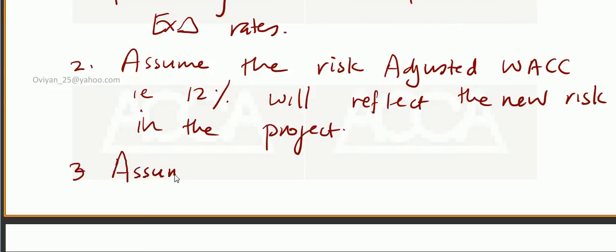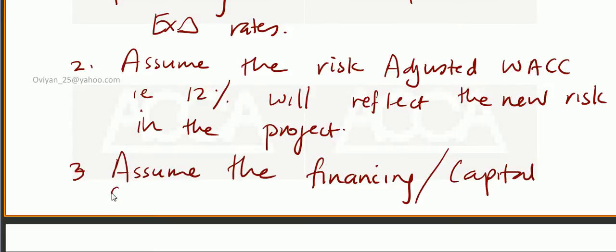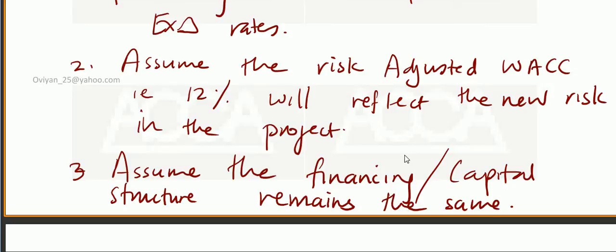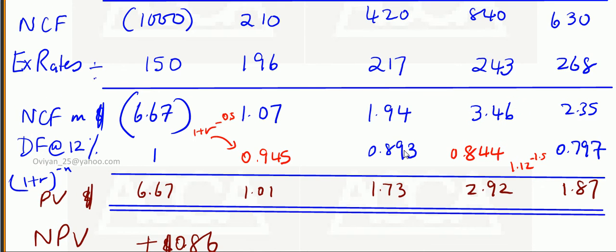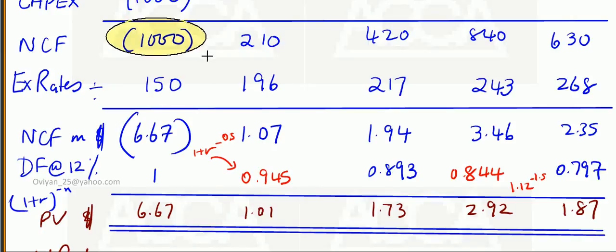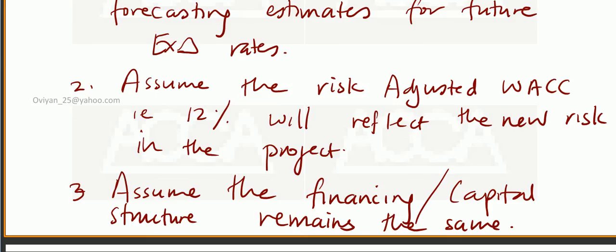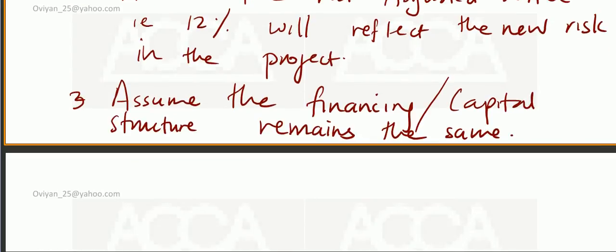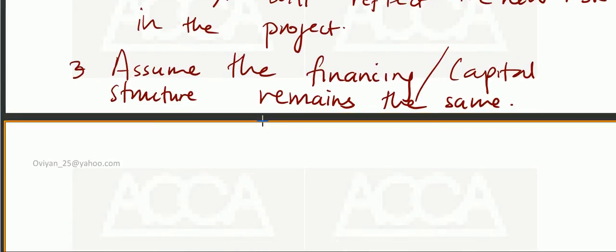We're going to make assumption. We're going to assume the financing or the capital structure remains the same. We are not told any of this information. Financing of that 1,000 million dinar. We're not told how we are financing this 1,000 million dinar. So we assume that when we get that money, either we are using internal funds or we are borrowing in the same proportion as our existing capital structure.